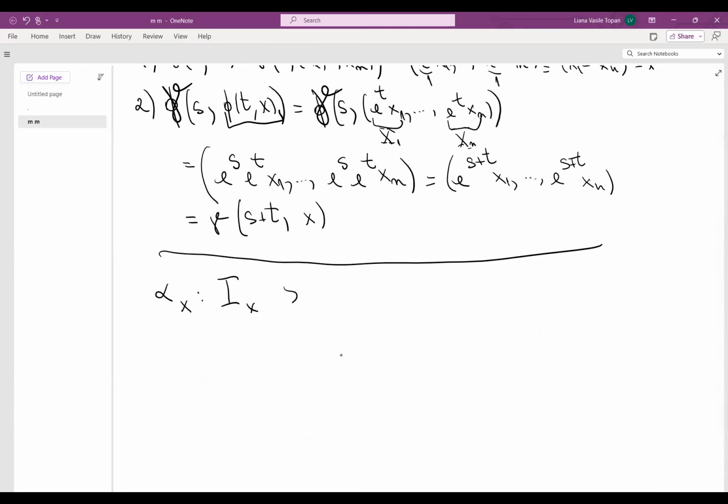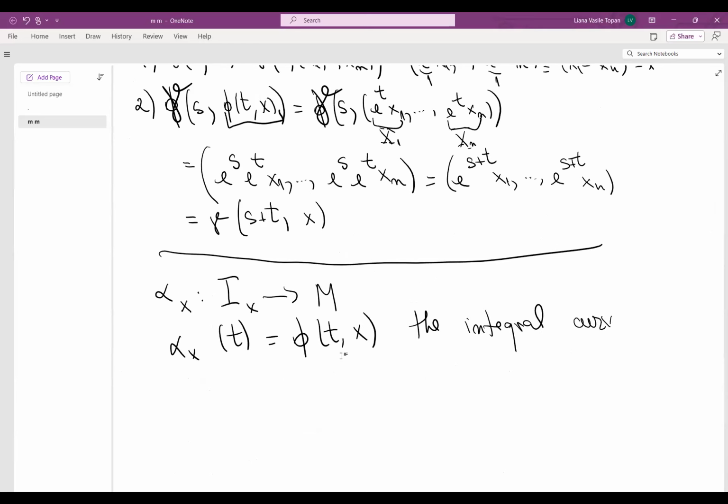So we define the map like this: alpha x of t equals the flow of t and x, and this is called the integral curve through x.